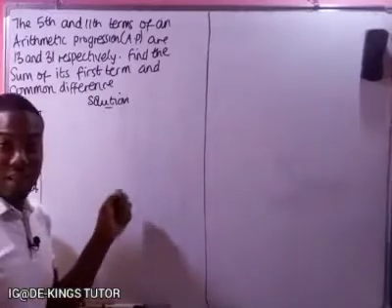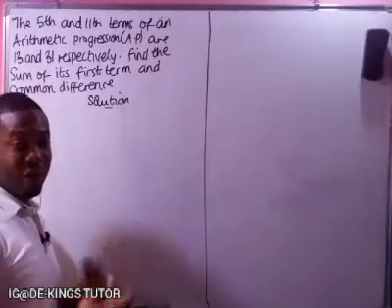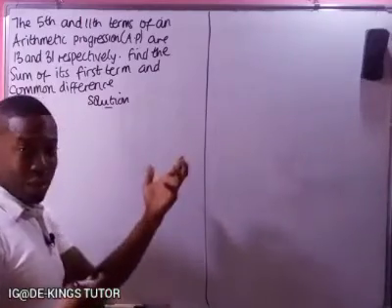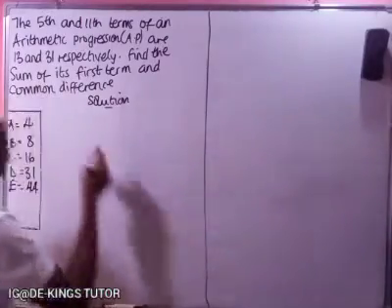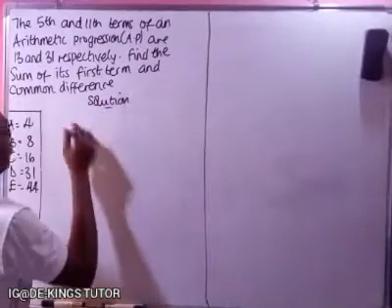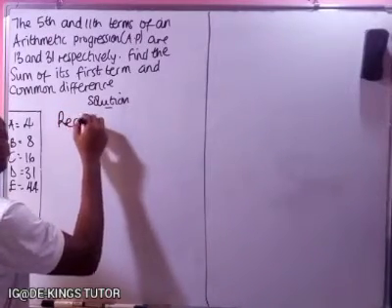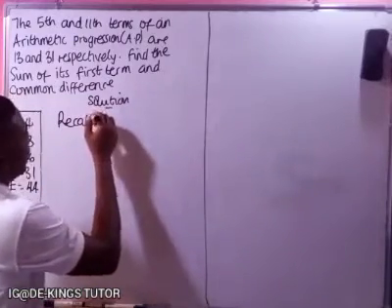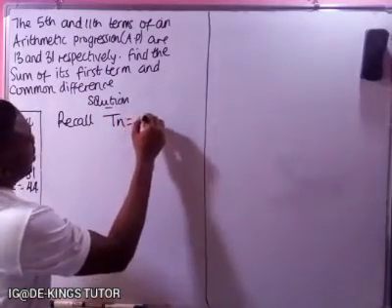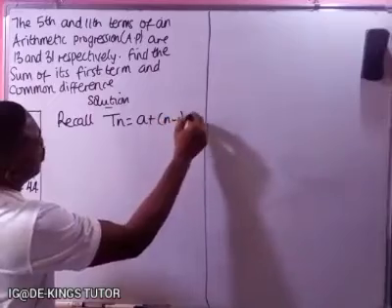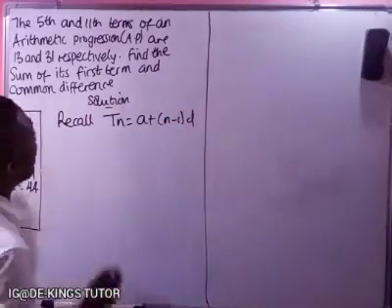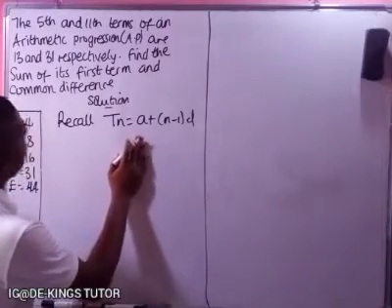Okay, so it said the 5th and 11th terms of an AP are 13 and 31 respectively. So this question leads to simultaneous equation. We have done various videos that lead to simultaneous equation, so I will advise you to watch that. Okay, so the question said, recall Tn equals a plus n minus 1d as the formula for the nth term.